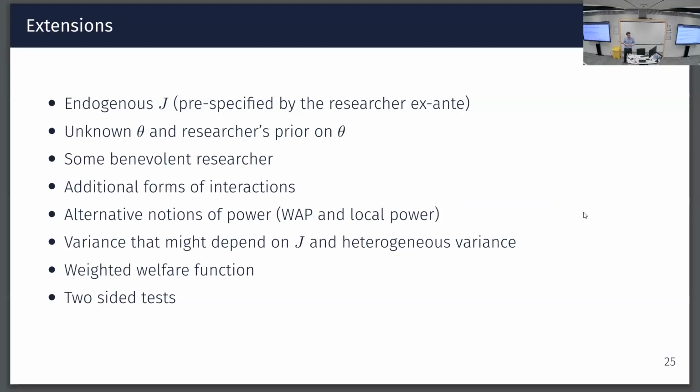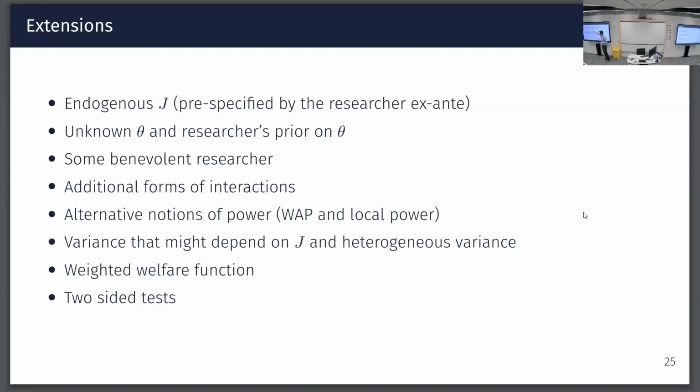So going back to some of the discussion we had throughout the talk, let me just say that we have lots of extensions in this paper. So one is the endogenous J. J is going to be pre-specified by the researcher ex ante, and so this may depend on prior information about the value of parameters theta. We can think about the unknown theta or the researcher prior on theta, where we think about the researcher prior as having a signal about theta, and so welfare itself is going to be integrated over the signal itself, and then we're going to be maxmin over the researcher prior.